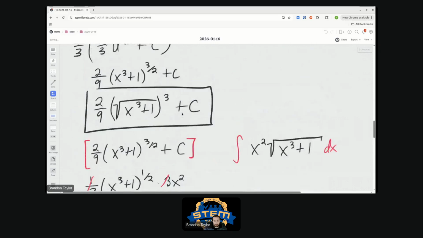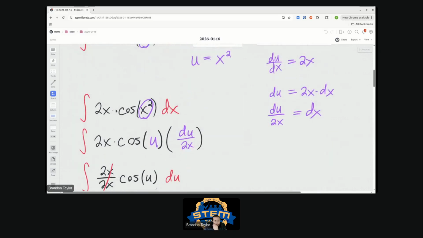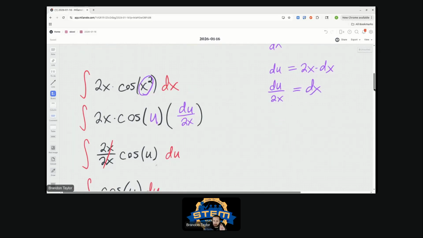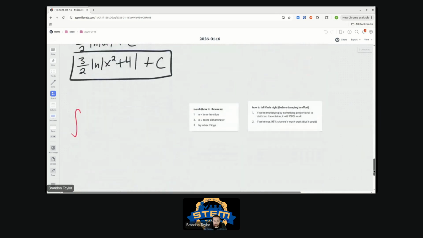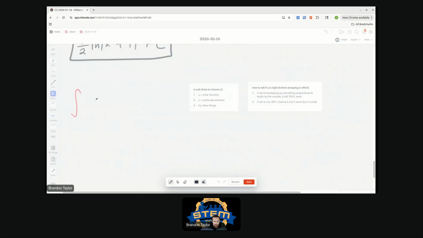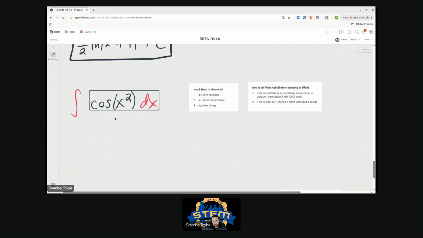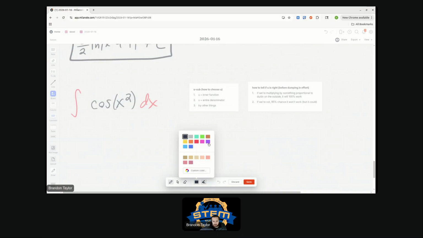Remember, what did we start with? We started with 2x times cosine of x squared. Let's just not have the 2x on the outside. Instead of having 2x cosine of x squared, I'm just going to have only the x squared, so not the 2x. And this is kind of a good lesson in general. So here, what's the choice of u? The clear inner function, u equals x squared. Derivative is 2x.